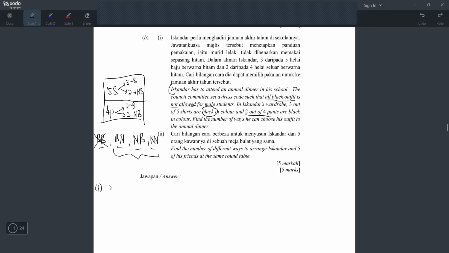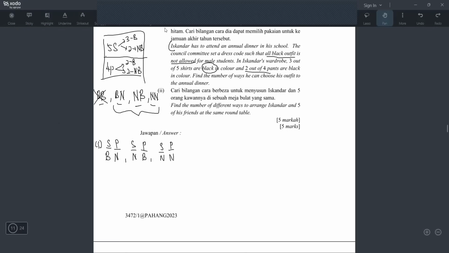All right. Which is a shirt, pants. This one is black, not black. Or you can say shirt not black, pants black, or shirt black, pants not black, or shirt not black, pants also not black. Okay, I hope you understand what I wrote here. So now it's time to calculate.